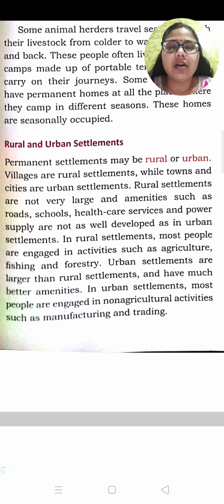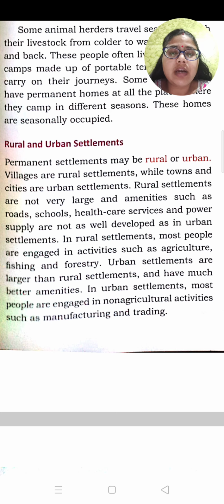So, in rural areas, you cannot find all these amenities like roads. You may have a road but not in good condition. Schools, healthcare services, and power supply are not very well developed in rural areas. In rural settlements, most people are engaged in activities such as agriculture, fishing, forestry. Okay, so people from rural areas are involved in agriculture, fishing, forestry.